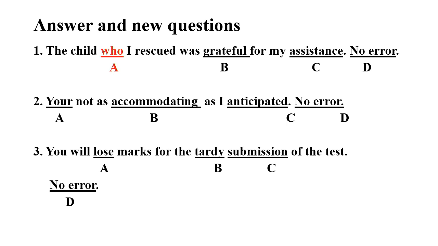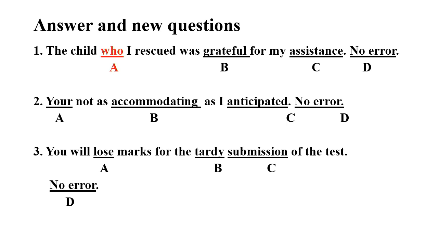Now, you are going to do number 2 and number 3, and then we are going to check it. Number 2: You're not as accommodating as I anticipated. A, you're; B, accommodating; C, anticipated; D, no error. Take your time. Think about the spelling. Think about the choice of word. Is it grammatically correct to say your, or accommodating, or anticipated? If all is correct, choose D.